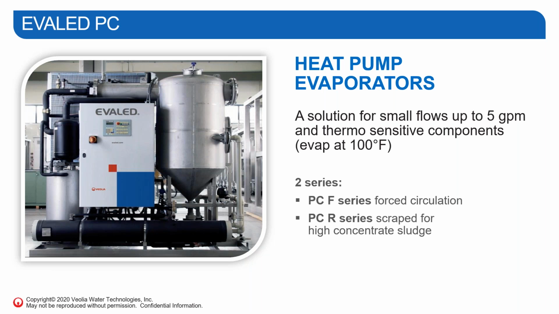And the other one is the PCR series, which is scraped. So in this case, rather than forcing the concentrate through a tube heat exchanger, which can occasionally have some scaling or some need for cleaning, basically you have your heat exchanger, which is wrapped around the boiling chamber. And in that way, we can scrape the concentrate. It's a little bit less efficient on energy, but we're able to get 45 to 50% solids in the concentrate. So you have a higher material.